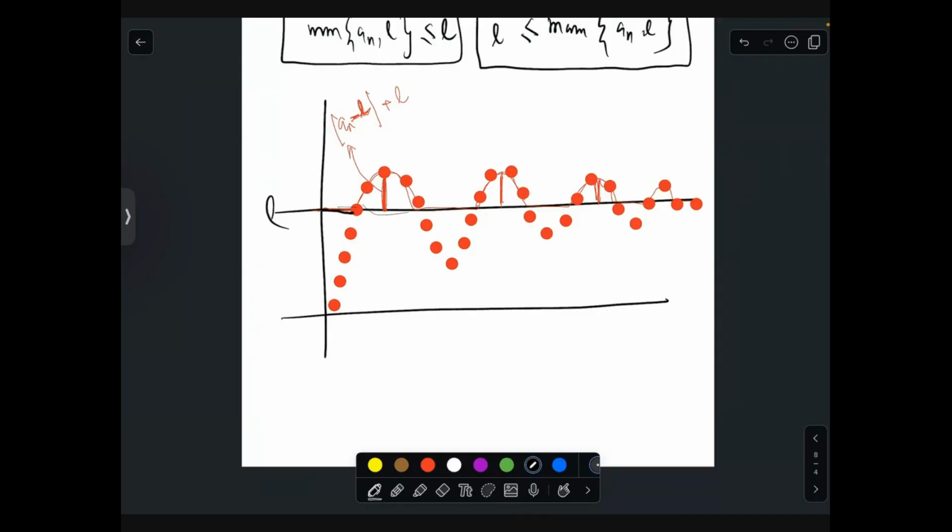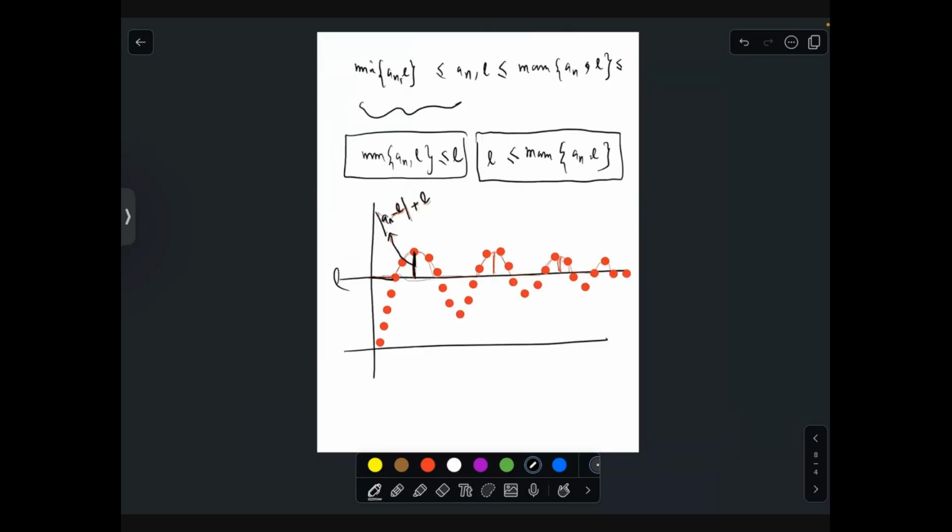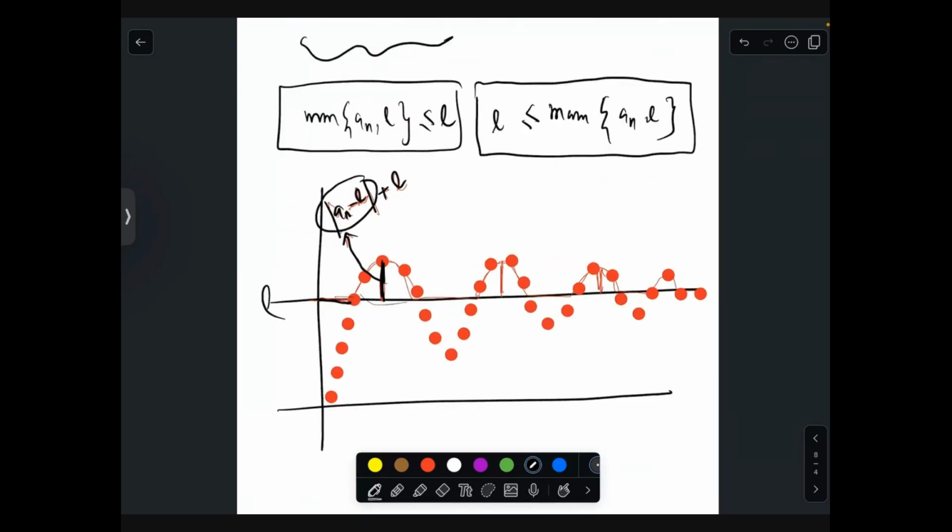Okay. Essentially, I'm trying to understand what this value is, how much this value is. This protrusion is nothing but how much it is deviating from l. So it's n minus l, the length of that, plus l. Now the whole sequence, the good part is that this is going to 0. This protrusion, you can see this length is decreasing with time.